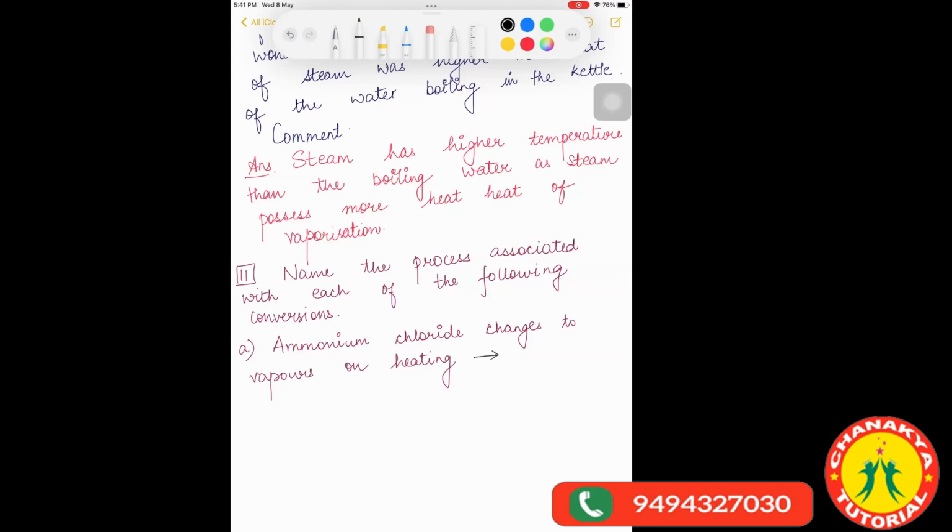Vaporization. Rohit, ma'am, is it liquefaction? Harshit, sublimation. Very good. I have told you there are a few examples of sublimation. You should know all of them because questions related to that will come. This is a solid which directly changes into vapors on heating.